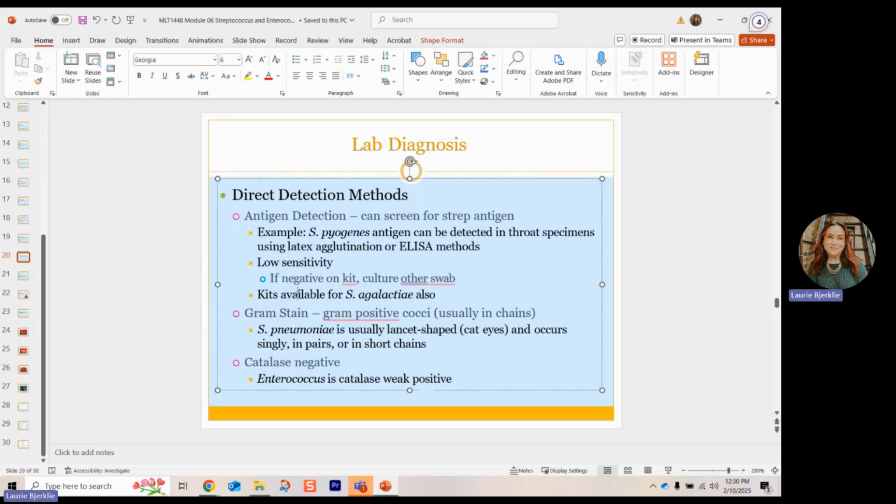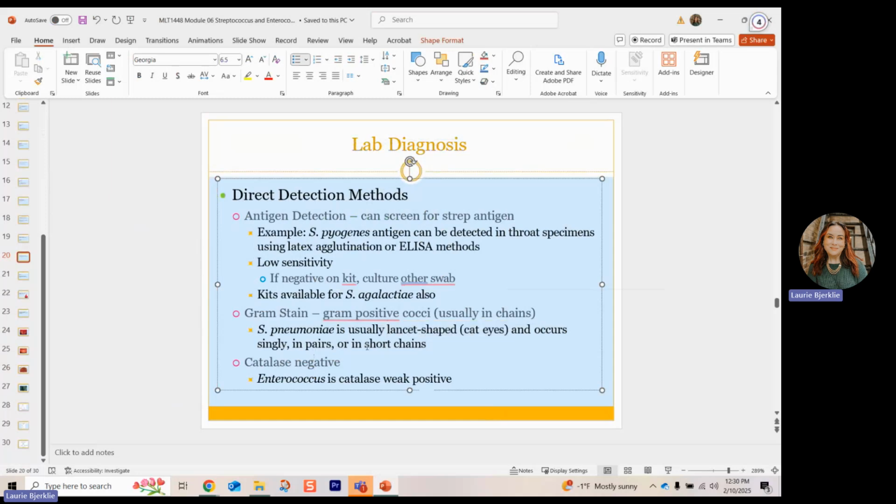There are kits available also for strep agalactiae. So again, you can use a kit to look for strep agalactiae, like during pregnancy, if you're swabbing to see if they carry it. Of course, gram stain, we always start with gram stain when we're looking at culturing anything. This again will be gram-positive cocci in chains. As I said earlier, strep pneumoniae is the one that's in diplococci and pairs. So we call those lancet-shaped or cat eyes.